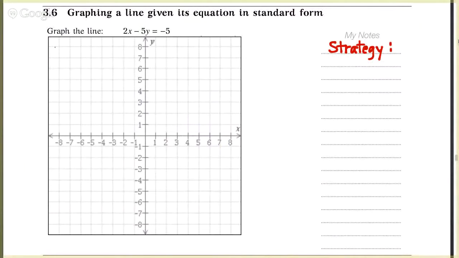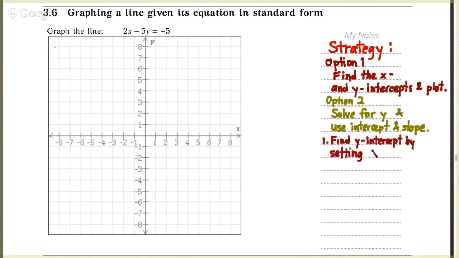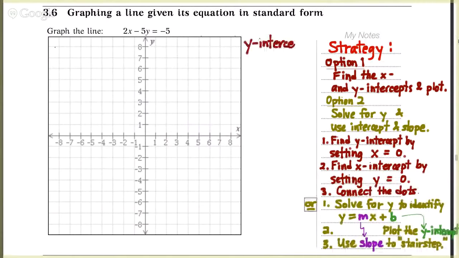So again, we decided that there were sort of two different strategies that we could employ to graph a line.